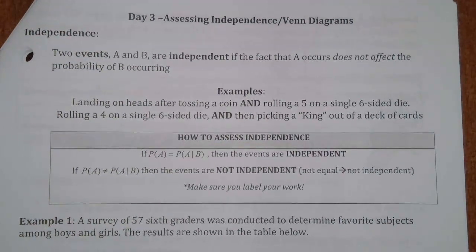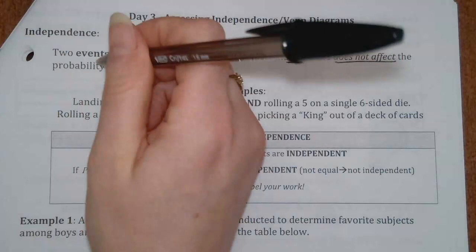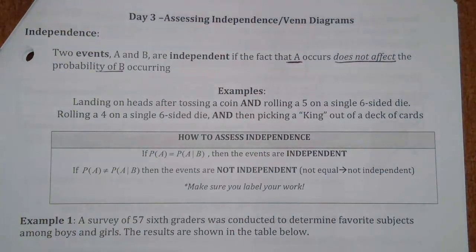Hello. So, for the last few days, we've been calculating probabilities of various things. And what we're going to talk about today is whether or not certain events are independent of one another. To be considered independent, what that means is that event A occurring has no impact or effect on the probability of B occurring. So, just like the word says, they run independent of one another. Event A has no influence on event B occurring or not occurring, etc.